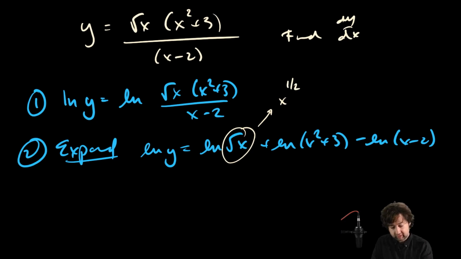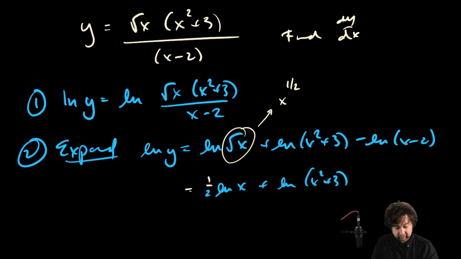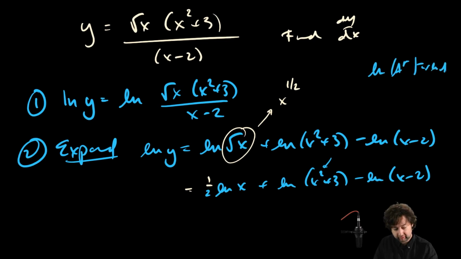So if I want to finish my expansion, I have to write 1/2 times the natural log of x plus the natural log of x squared plus 3 minus the natural log of x minus 2. And I can't really do much with this square right here because it's not all by itself. Remember, the rule says that the natural log of a to the r is r log a. So the entire interior needs to be raised to a power in order to pull that power out.